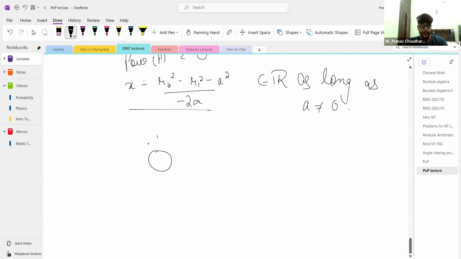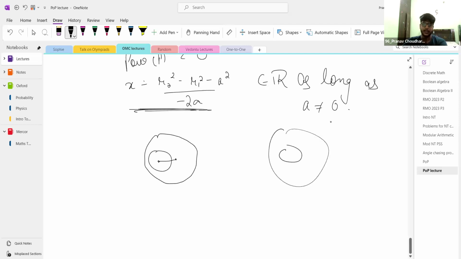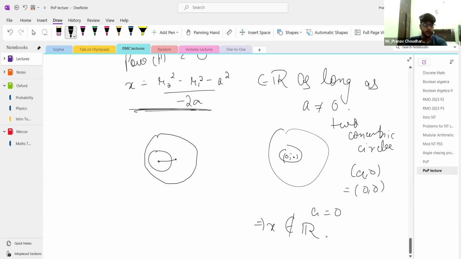Let's take a circle and another circle inside it. What happens in this case? It still exists as long as the centers don't coincide, because that's the only case when x does not exist. If I take two concentric circles, then the center of one circle is 0, comma 0, but the center of the other circle, which is a, comma 0, is also 0, comma 0, which means a equals 0. So in this case, x does not exist, right? So there is no radical axis. So unless the two circles are concentric, there is always a radical axis. So is this clear to everyone?